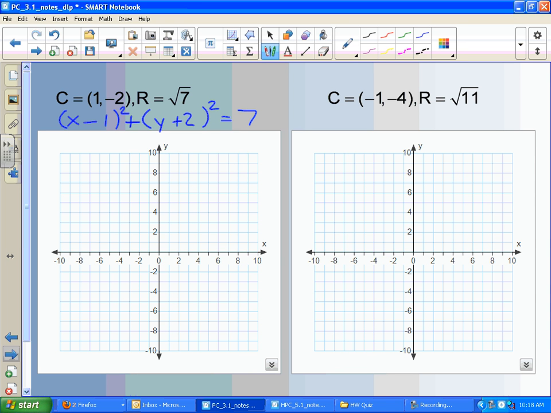Is it always going to be an x minus something plus something? Oh, good question. Is this always going to be a plus? What do you guys think? Yes, that will always be a plus. When it's not a plus is when we get to chapter 12, and that's when we have things like ellipses. But we're talking about circles, so yeah, it will always be a plus.